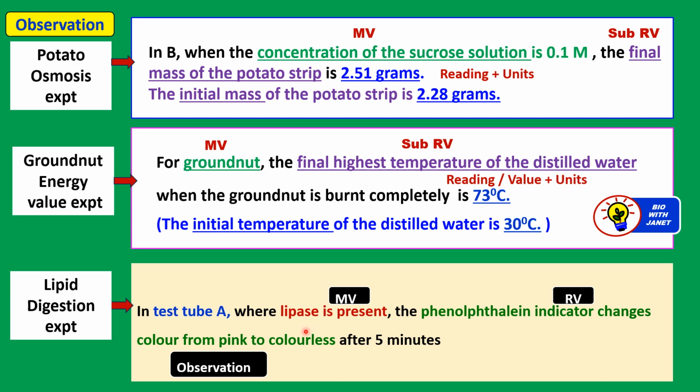So in test tube A, the MV is the presence of lipase. So where lipase is present, now the RV is the change in the color of the phenolphthalein indicator. So the phenolphthalein indicator changes color. So the color of the phenolphthalein indicator is the RV, and the observation is that it changes color from pink to colorless. So this is the color change that is involved in food tests.